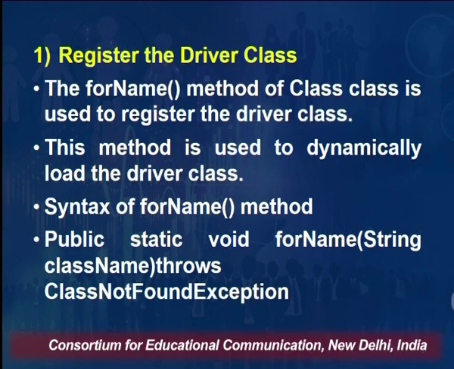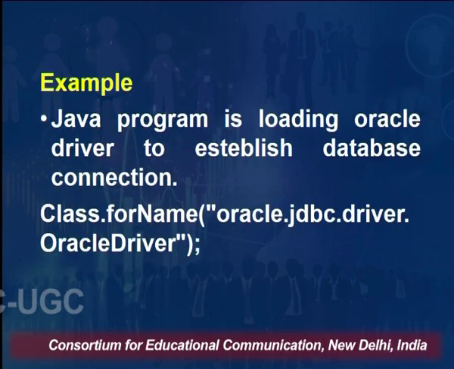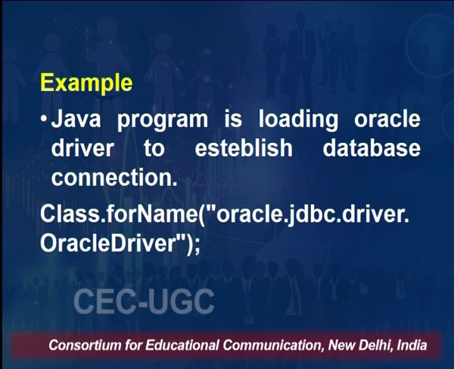Now, on the last statement of the screen, you can find this general syntax of the forName method. I am repeating it here again: public static void forName, String className, throws ClassNotFoundException, and then we will be looking into the example. So, what is the example of this forName?